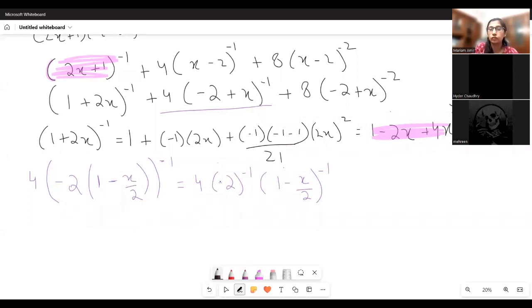So what is 4 times minus 2 power minus 1? Either you do that with your calculator, or we know it's 4 times minus half. So that's going to be minus 2. So we have minus 2. And then we have to expand 1 minus x upon 2 power minus 1. Okay, so minus 2 outside.